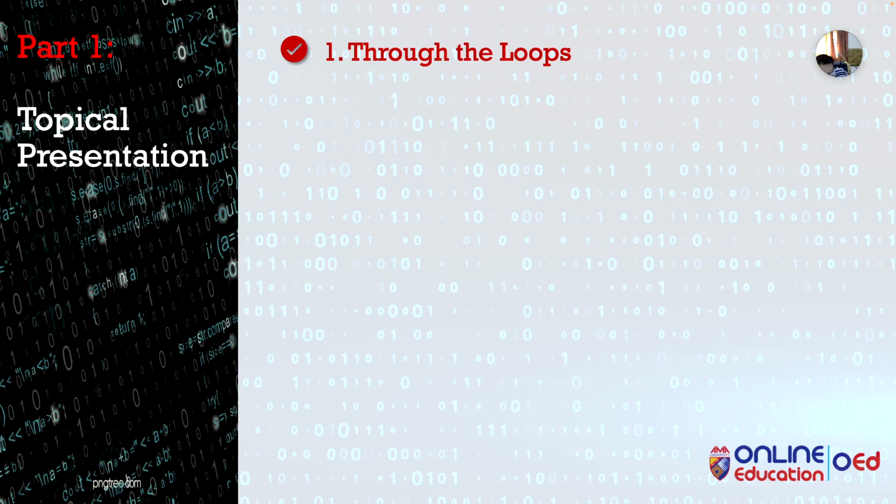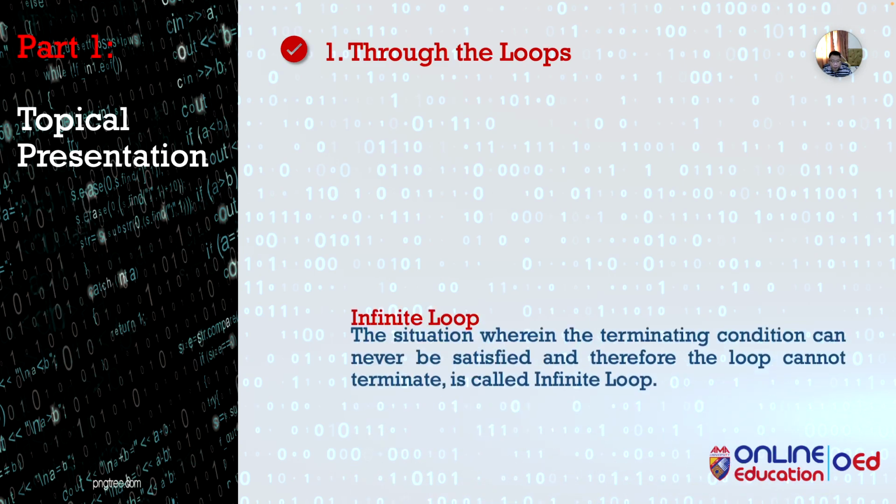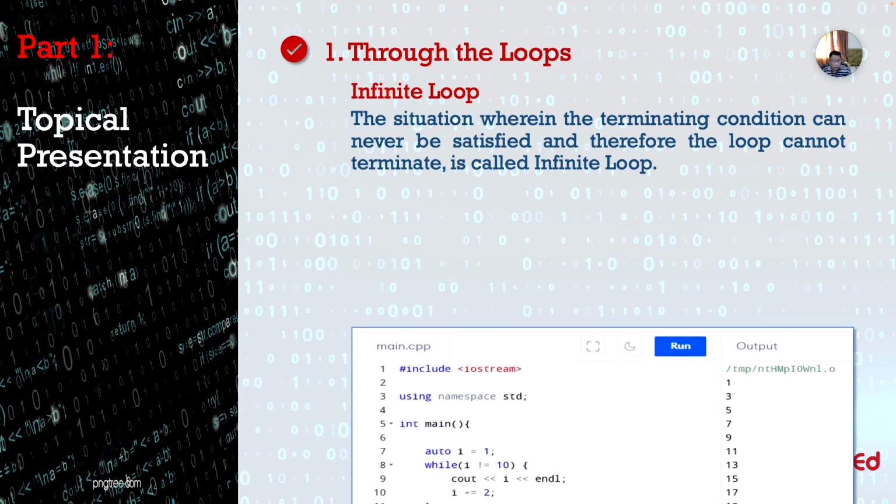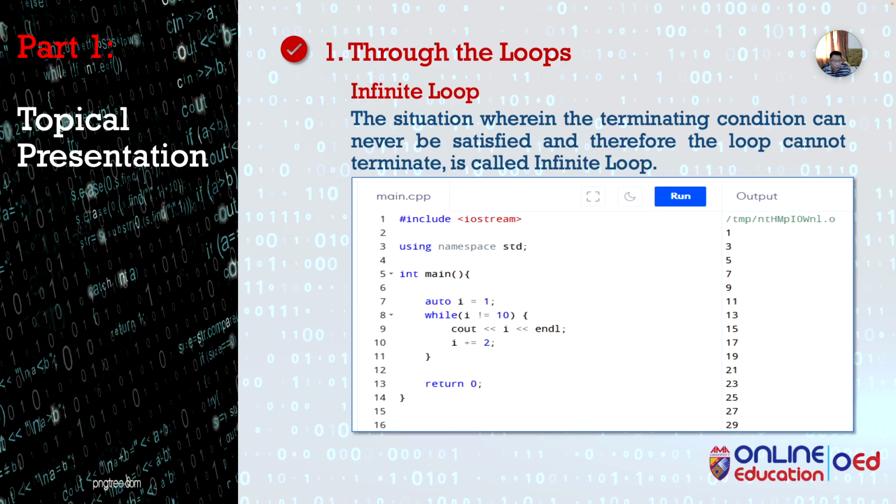Next, we say that loops rely on conditions and limits in order to terminate. A well-designed loop should terminate gracefully when the terminating conditions are met. But this is not always the case. Infinite loop: the situation wherein the terminating condition can never be satisfied and therefore the loop cannot terminate is called an infinite loop. In an infinite loop, the loop goes on and on until your program crashes. This is very bad for your program.